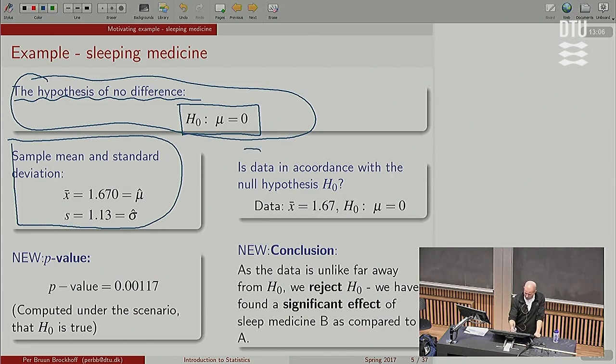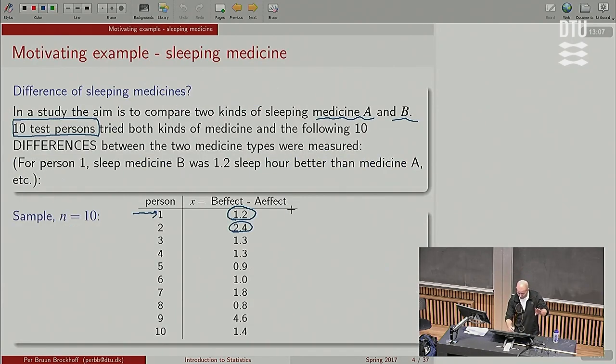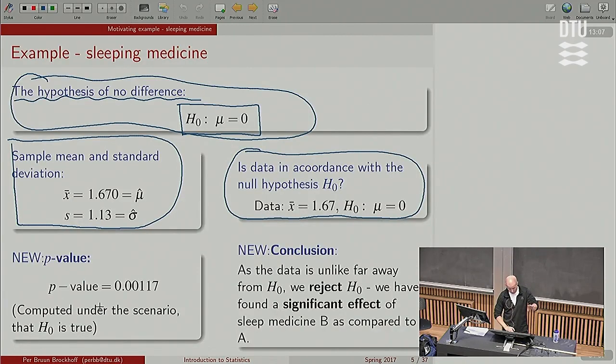Then the question we give ourselves is the following. Would our data be in accordance with the null hypothesis, right? We hypothesize here a 0 effect. We look at the data. The data comes out as, on average, it turns out here, the average is 1.67, if I take the average of these 10 numbers.